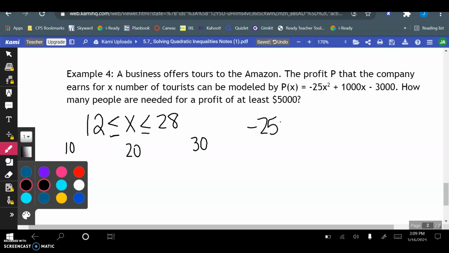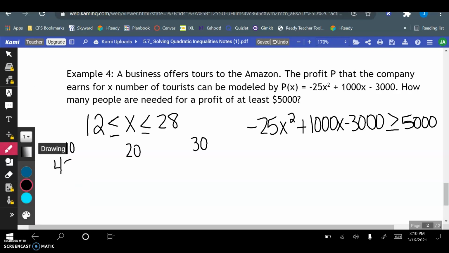So negative 25x squared plus 1,000x minus 3,000. And since they want to make a profit of at least 5,000, they want this number to be larger than or equal to 5,000. So when I plug 10 in for the x's here, I am going to get 4,500. And then when I plug 20 in, I'm going to get 7,000. And when I plug 30 in, I'm going to get 4,500.